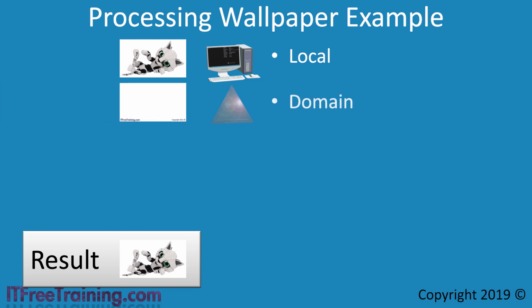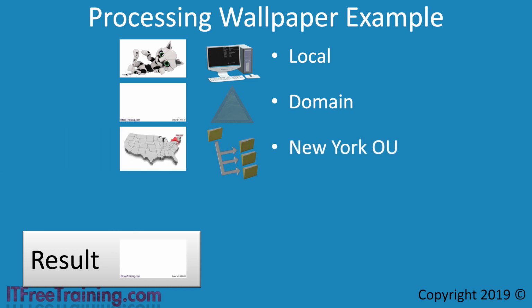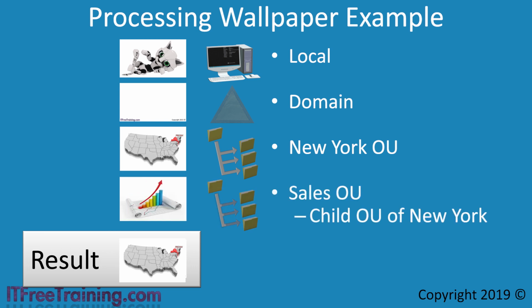So at the domain level, a boring corporate wallpaper is applied. This will override the local setting. In some cases, the administrator may want to further override the setting applied at the domain. In this case, a desktop wallpaper is applied at the New York OU for all New York users. This will override the previous setting. In some cases, you may want to override settings from a child OU. In this case, the sales OU will apply a different wallpaper setting. This will override all other settings.